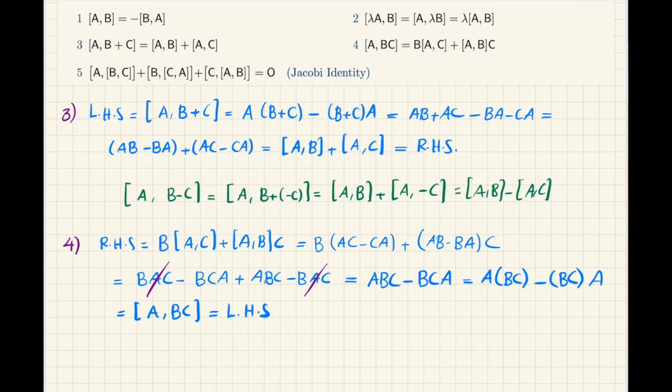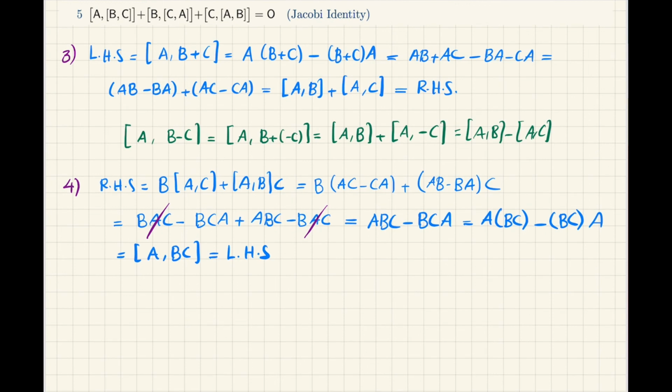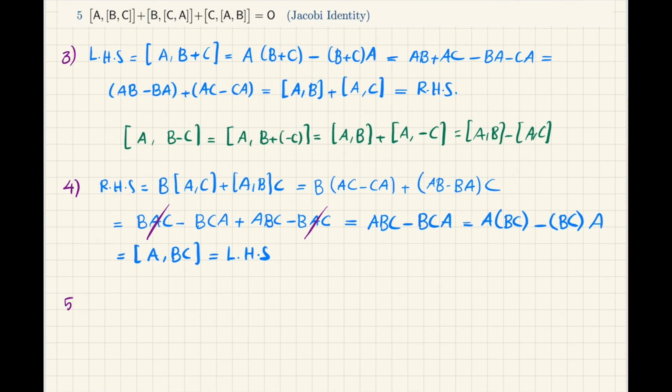Okay, now let us go to number 5. I will start from the left-hand side and just use the definition of a commutator repeatedly, okay? So this is number 5. Here, first I will write the definition of this internal commutator here, here, and here. So the left-hand side equals, this becomes the commutator.